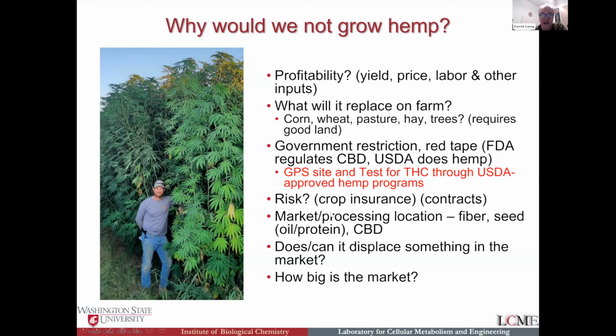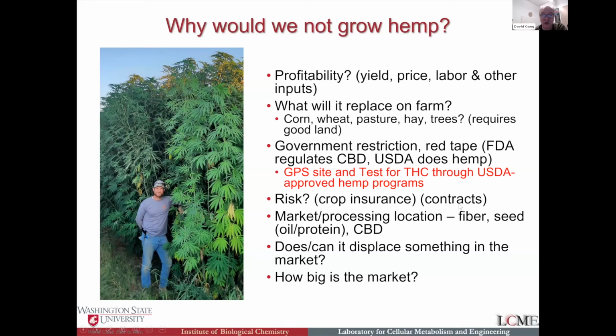Is there crop insurance available? Well, when I first put this slide together back at the beginning of 2020, there was no such thing as crop insurance for hemp. That has changed. That is now becoming available across the nation. But are there contracts available for you to grow it and to be able to produce it? That kind of depends on the area and the year.